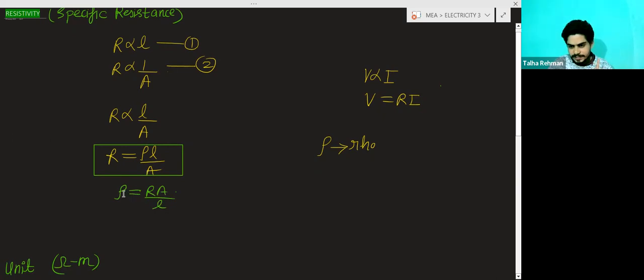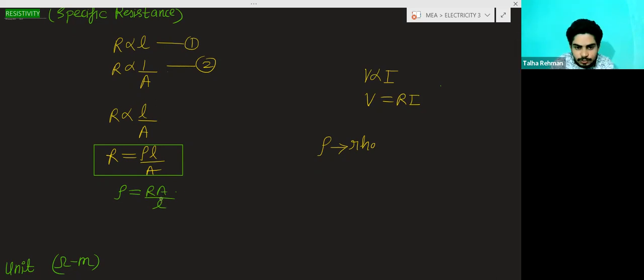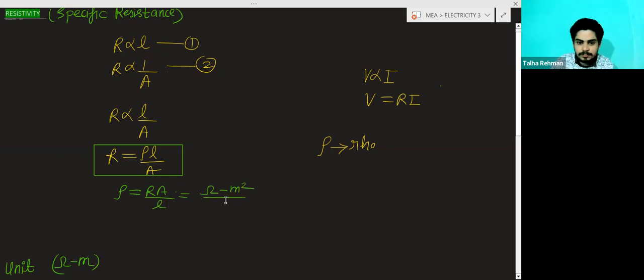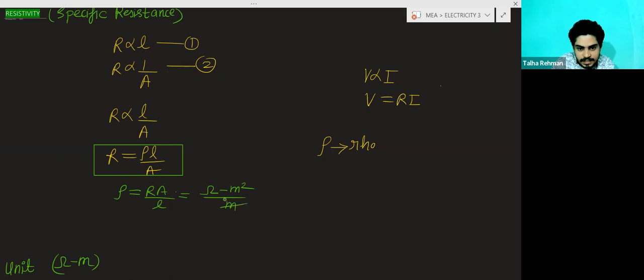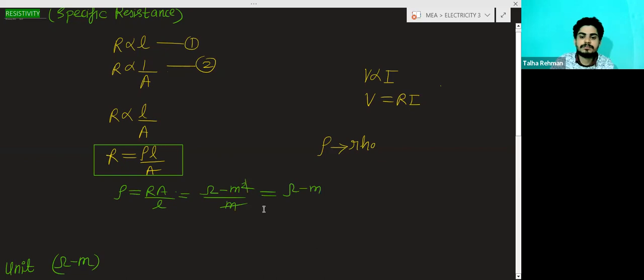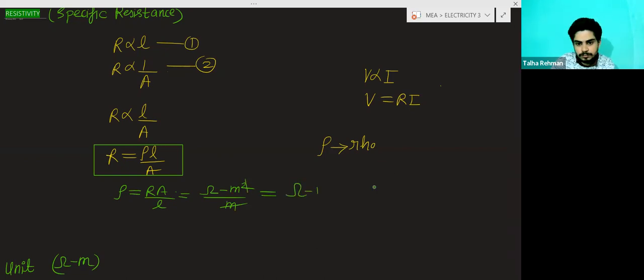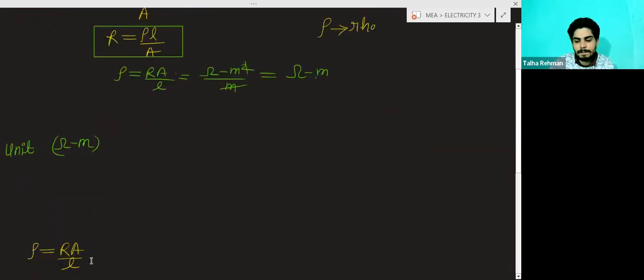So resistivity is equal to resistance into area divided by length. Now tell me the unit of resistance. Ohm. Unit of area, meter square. Unit of length, meter. One meter will be cancelled out. So the unit will be ohm meter. Ohm meter will be the unit. The SI unit is ohm meter.